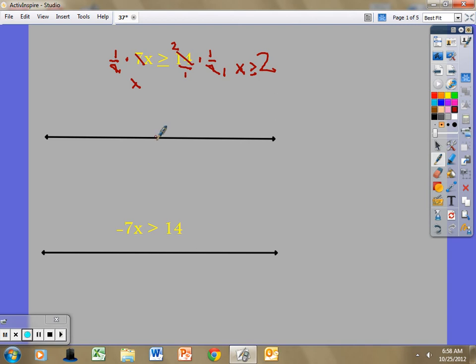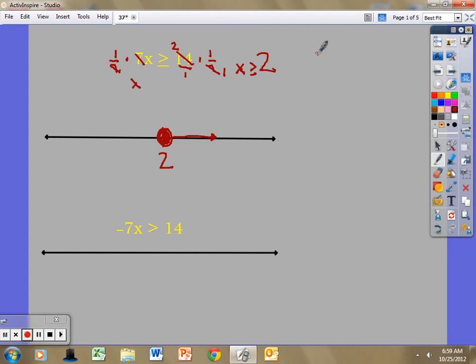So if I were to graph that, and again, we're doing these with rational numbers, we're not going to immerse ourselves into graphing these, especially when you have decimals and fractions. So I have my 2 here. Now, it says x is greater than or equal to. That means 2 is included in the solution set, so that'll be a closed circle. And it's greater than, so it's going to go to the right.